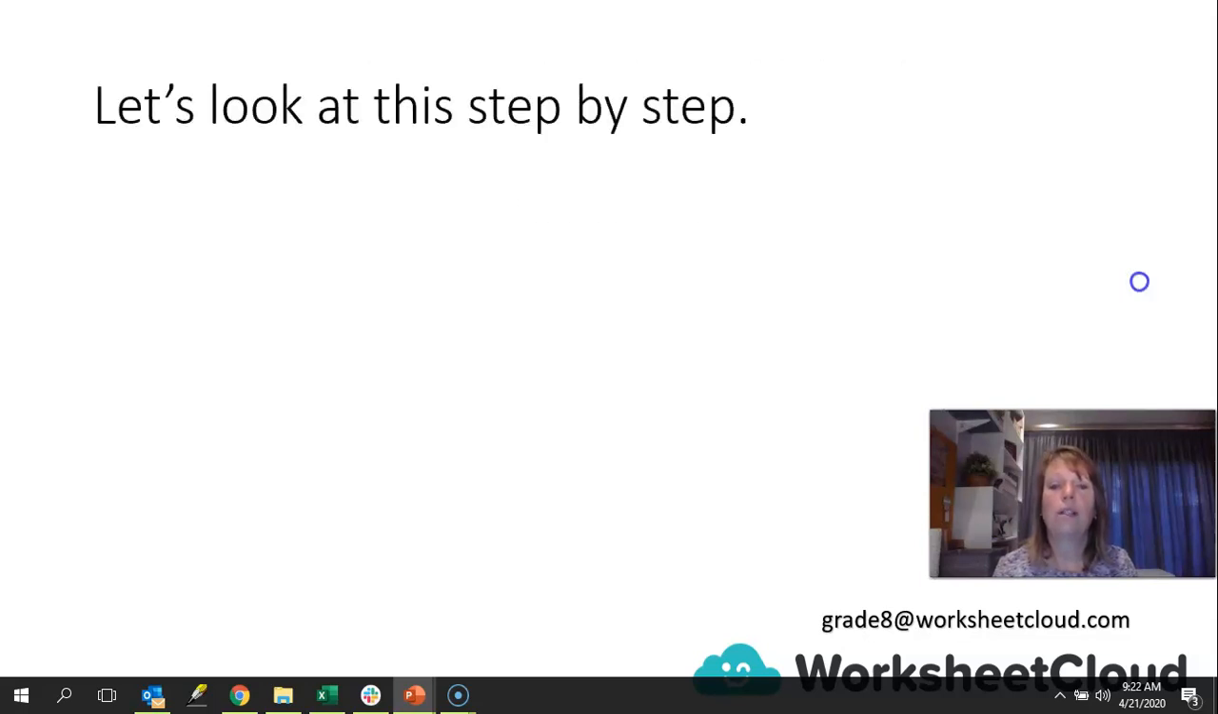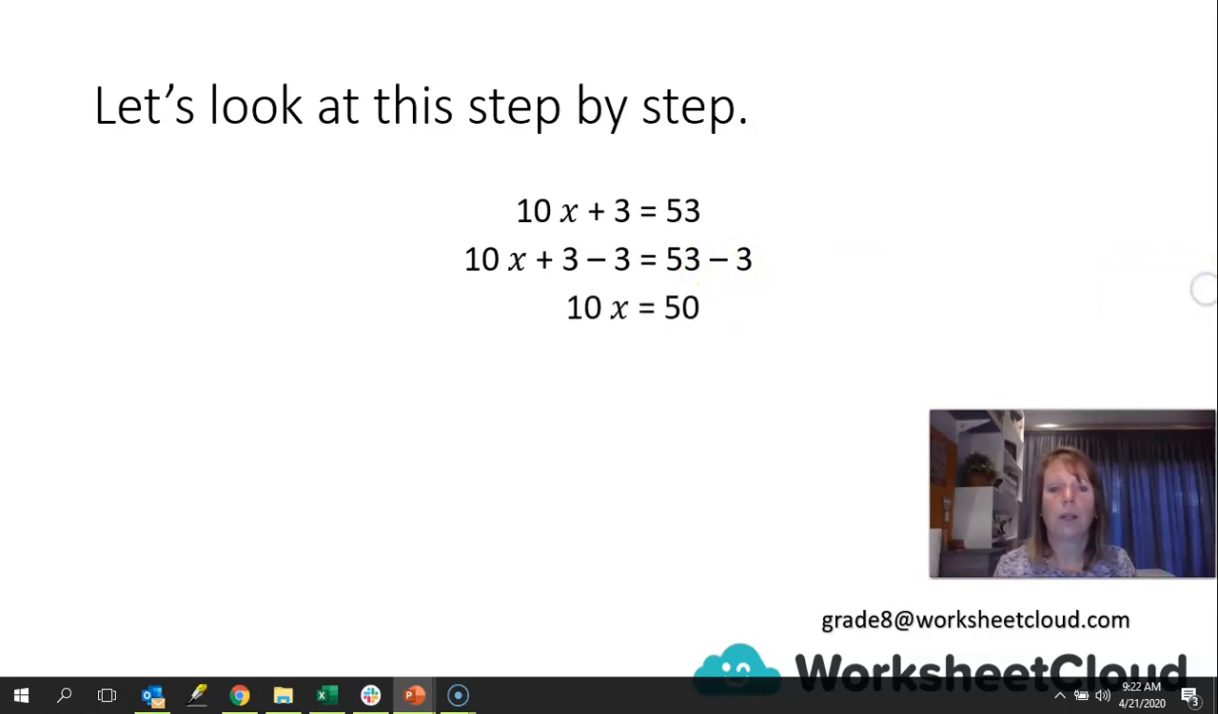So if we have a look at this step by step, there's our equation. We've got 10x plus 3 is equal to 53. We want x on its own so we can find out its value. So we would take away that 3 on this side, but we have to do the same on the other side. So there we go, 10x plus 3 minus 3, which means we have to take away the 3 on the other side. Can you see? We've kept it balanced. If we only took away the 3 on the one side, it wouldn't be balanced and the equation wouldn't work out. So 10x is then equal to 50.